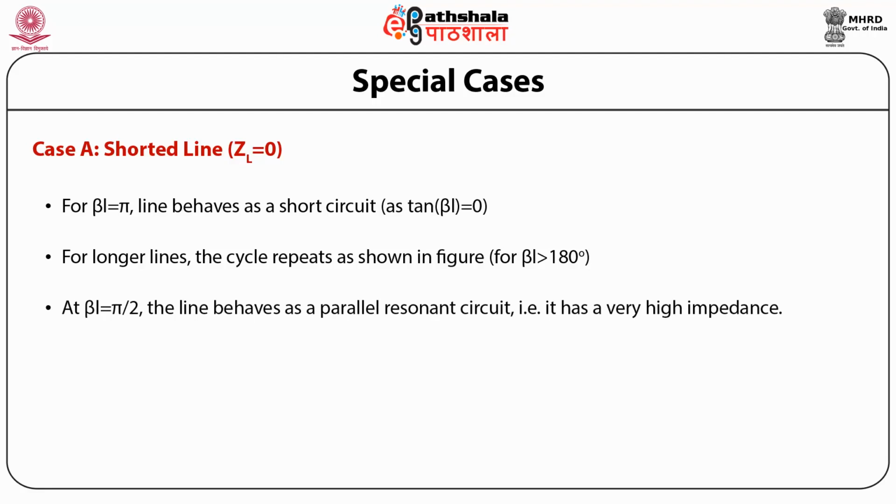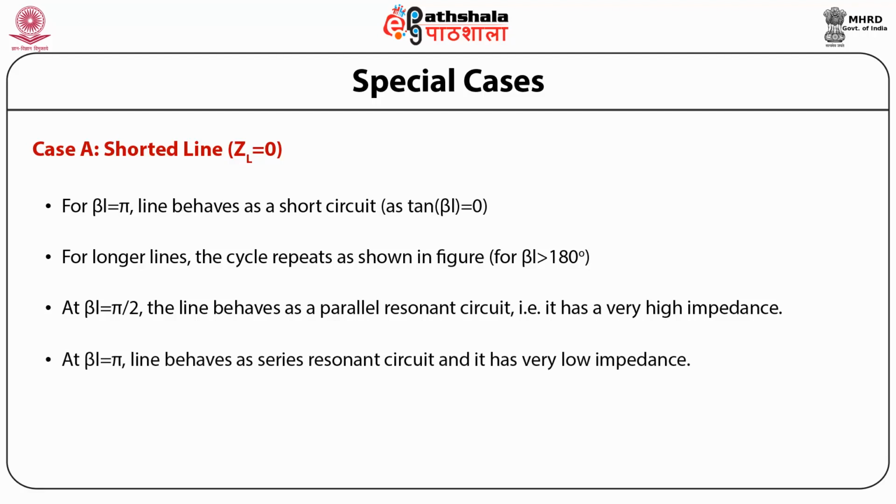Now at beta L equal to pi by 2, the line behaves as a parallel resonant circuit, that is, it has a very high impedance. At beta L equal to pi, the line behaves as a series resonant circuit and has very low impedance.